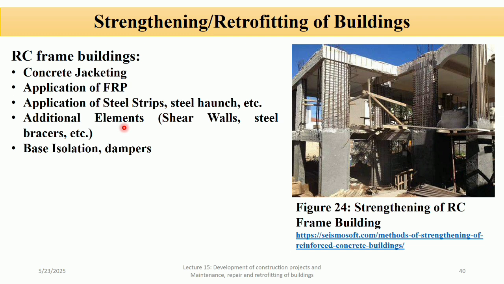Additional element, so installing a new structural element like shear walls, vertical walls to resist lateral force, steel braces, a diagonal steel member to support frame under lateral load. Base isolation, so installing a flexible bearing at the base of a building to separate it from ground motion during earthquake. And damper, it is a device installed in the building to absorb seismic energy and reduce vibration.